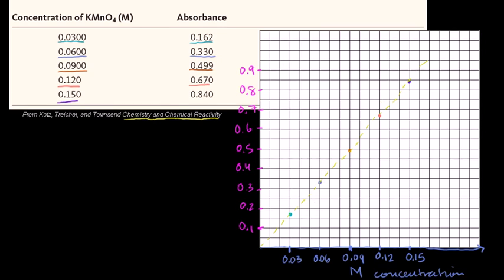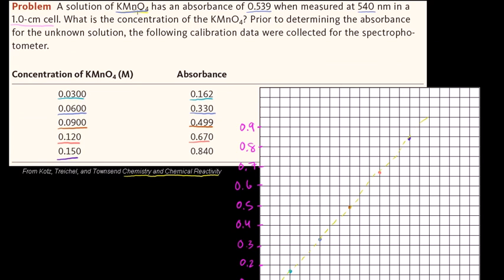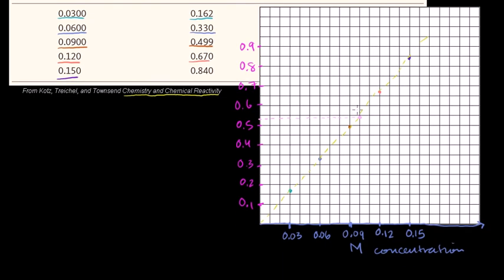Now, let's go back to our problem. We know that some mystery solution has an absorbance of 0.539. I'll do it in pink. Our absorbance axis has 0.5 and this is 0.55, so 0.539 is going to be right over there. And we want to know the concentration of potassium permanganate. Well, if we just follow the Beer-Lambert law, it's got to sit on that line. So the concentration is going to be pretty darn close to this line right over here.